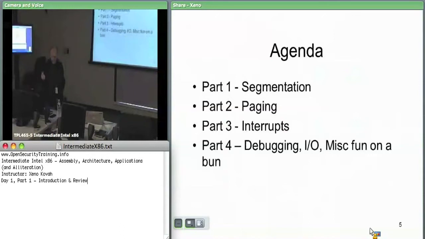I should say that the reason we're doing segmentation first is because it underlies everything else. So you'll see the effects of segmentation on paging later. You'll see the effects on interrupts and maybe debugging. Not so much debugging. Kind of, but not really. So the first three parts are good for malware analyst type people, good for understanding the system, good for reversing kernel malware and stuff like that. And then part four is going to be some of the very practical stuff about understanding how your tools work, understanding how debugging works, input, output, and miscellaneous.